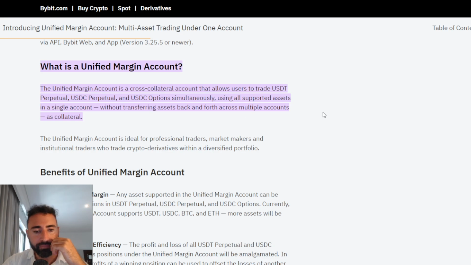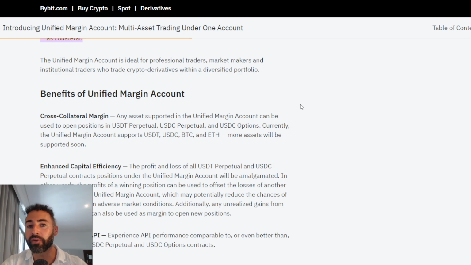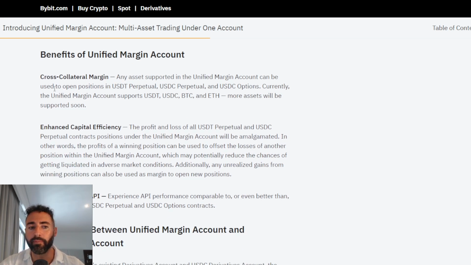Anyways, moving on now, we should talk about the benefits of a unified margin account, and also some considerations. For some people, there are going to be some cons that we'll talk about as well that you should certainly be aware of if you're going to be potentially trading in this fashion. So benefits, obviously you have cross collateral margin, meaning that you can use Tether, USDC, Bitcoin, and Ethereum as collateral. It looks like they'll be adding more assets soon enough as well, which is great. And then also enhanced capital efficiency.